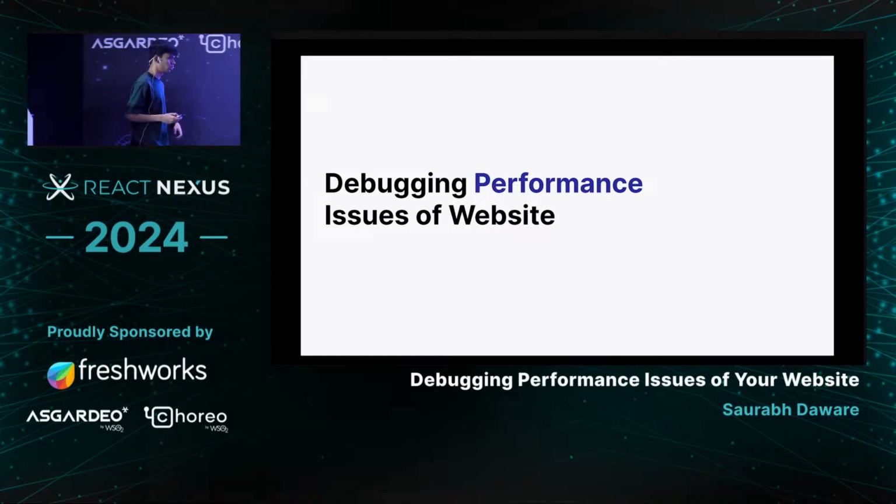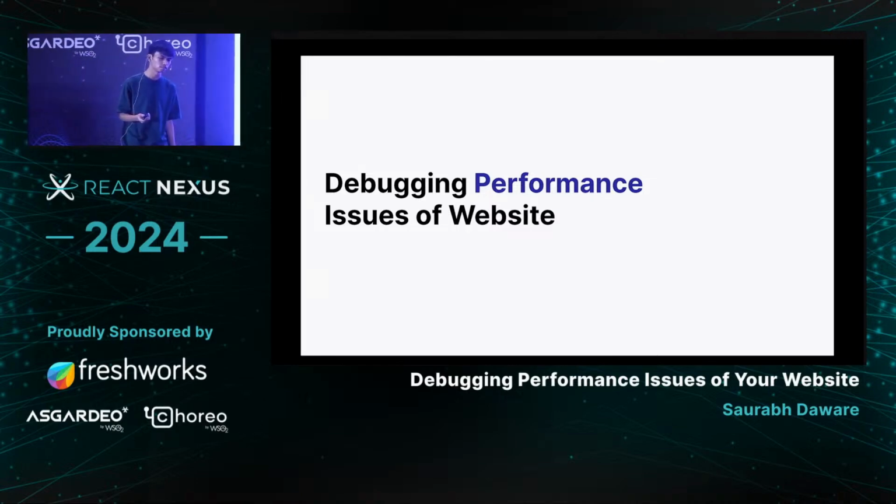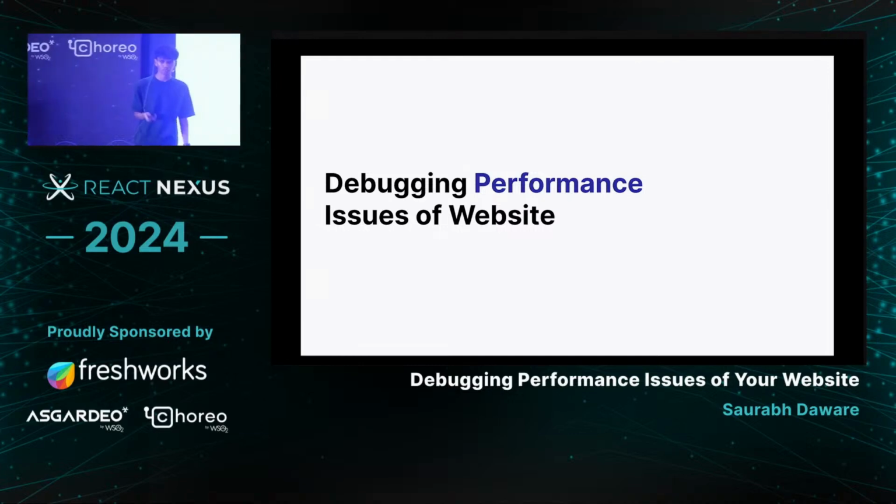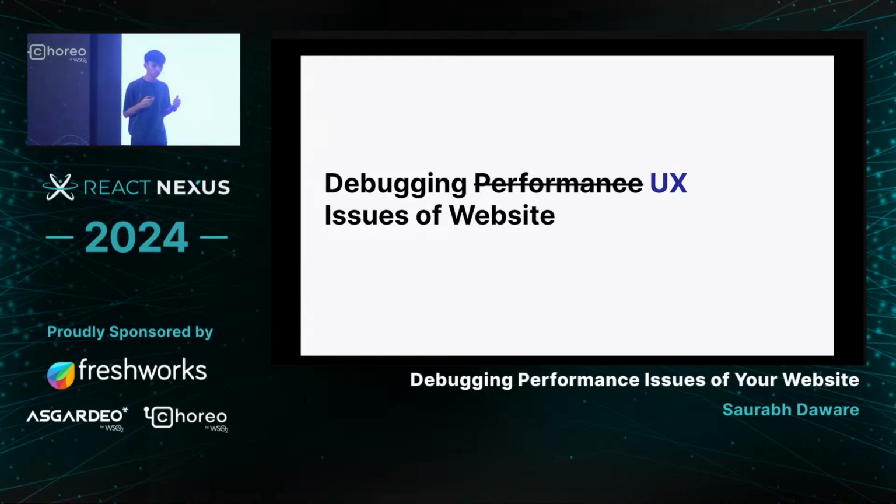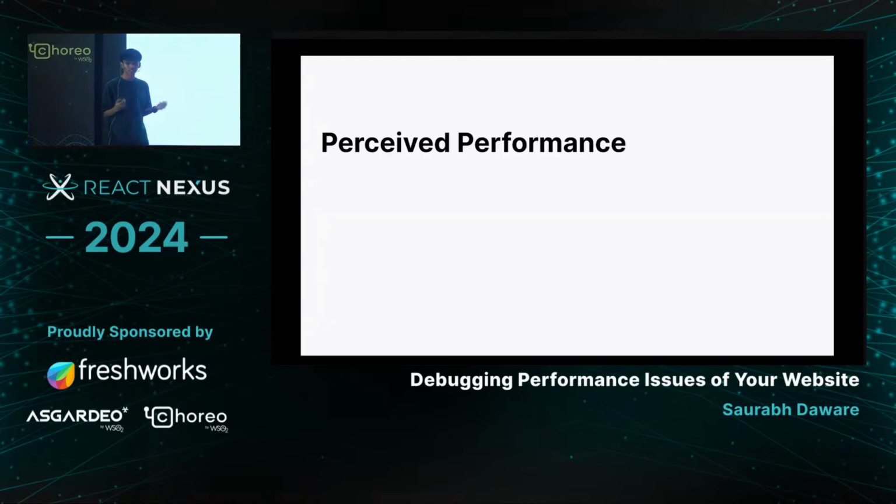So far, so good. We have talked about network waterfalls. We have talked about interactions. This was the title of my talk, Debugging Performance Issues of Websites. But while working on it, I realized that performance is still a scoped-down term. What you're essentially trying to fix is the experience for the user. You want your user to feel good when they're loading a website, to make it look like it's loading fast. There's a term for this which deals with user experience and performance together. It's called perceived performance.